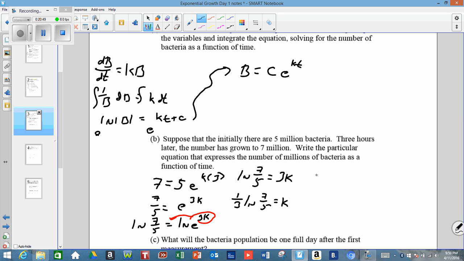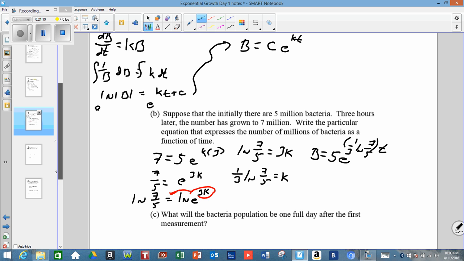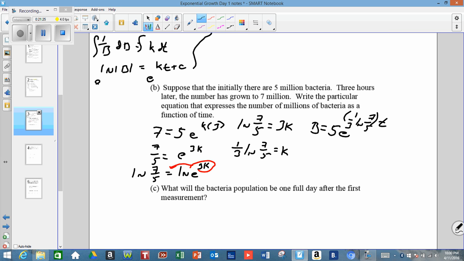So the bacteria amount is going to be the initial amount, 5e, to the k value, which we found to be 1/3 natural log of 7/5 t. That's the bacteria at any time. So part C wants us to take that equation and says, what will the bacteria population be 1 full day after the first measurement? Well, remember that we're talking about this stuff in hours, because this was originally 3 hours. So 1 full day, of course, is 24 hours. So make sure you plug in 24 for T.